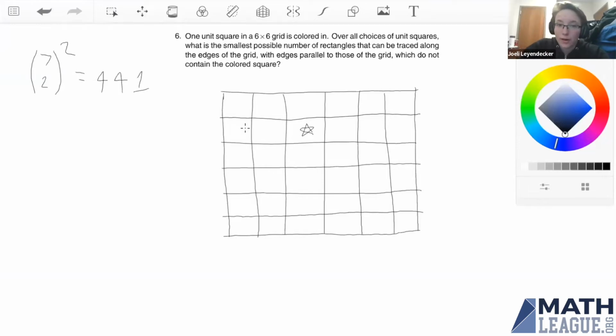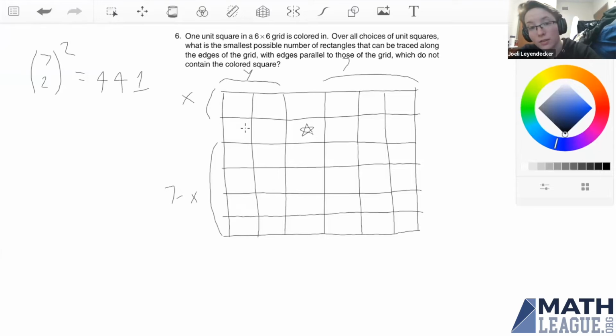So we see that no matter what square is colored in, there's a certain number of horizontal lines above it and a certain number of horizontal lines below it. And there's a certain number of vertical lines to the left of it and a certain number of vertical lines to the right of it. So let's say that there are X horizontal lines above our colored in square, which means that there are 7 minus X horizontal lines below our colored in square. And then similarly, we can say that there are Y vertical lines to the left of our colored in square, so there are 7 minus Y vertical lines to the right of our colored in square.